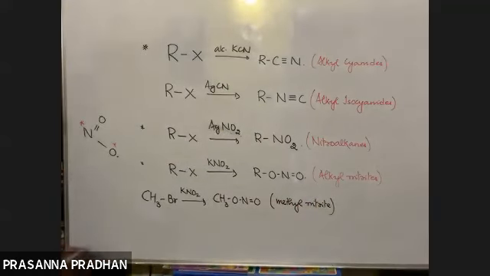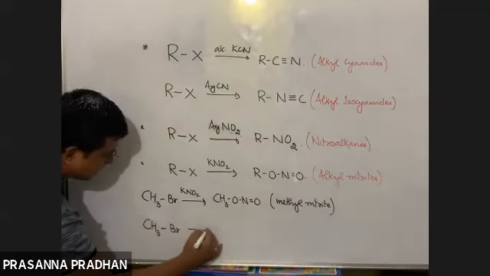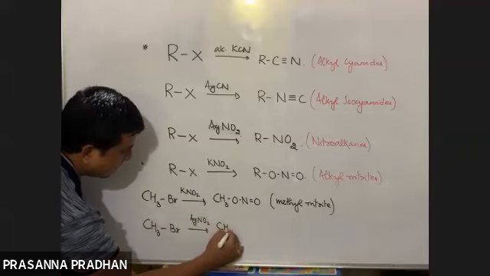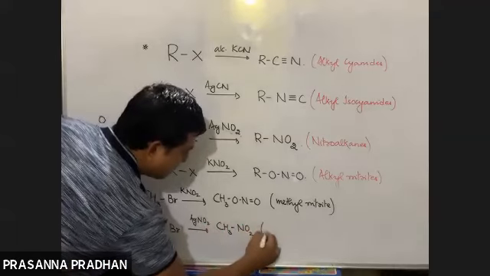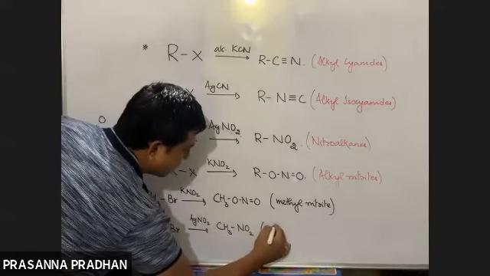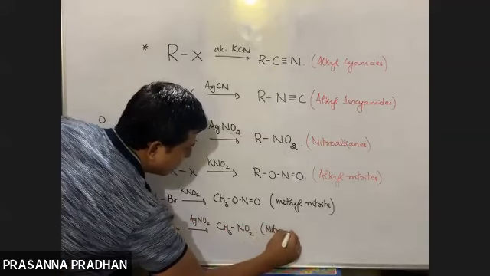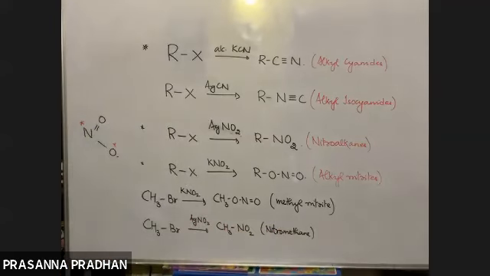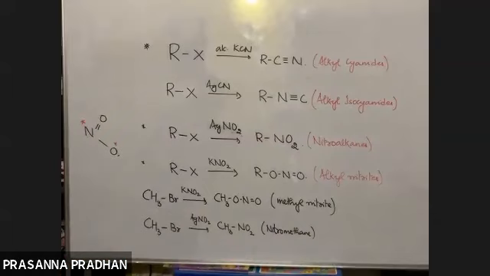If I treat the same compound with AgNO2, what will I get? I will be getting CH3NO2, so I'll be getting nitromethane, a nitroalkane. Fine, so these are some important points.